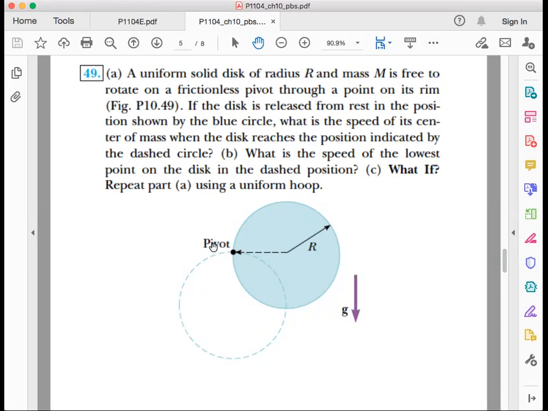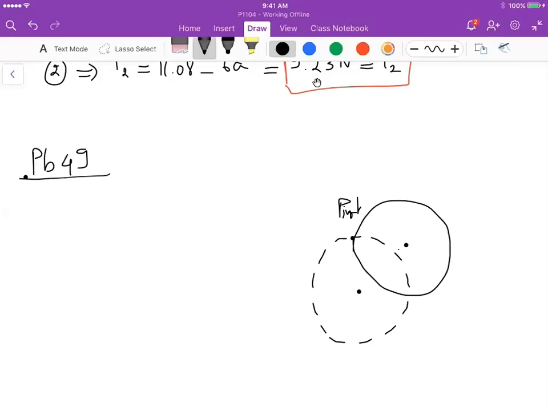That's question one. Question two, what is the speed of the lowest point of the disk in the dashed position, which means they are talking about the point in here. This is the lowest point in this dashed position. And the last question, repeat part A using a uniform hoop. So instead of a uniform solid disk, you'll have a uniform hoop. Then what would be the speed of the center of mass when the disk reaches the position indicated by the dashed circle? Of course, in principle what changes between the hoop and the solid disk is the moment of inertia. This is all. Let's solve this problem.